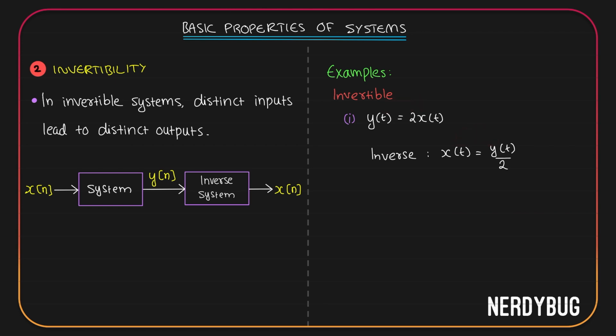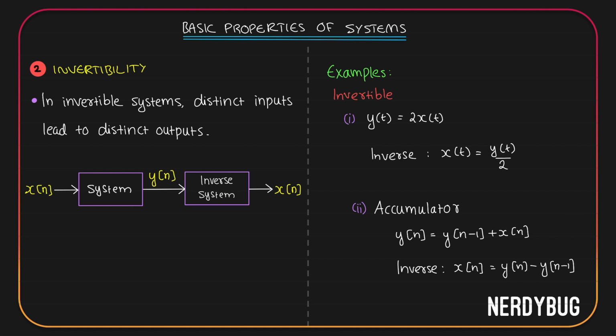Let's take another example. An accumulator. We already know accumulator is defined by the difference equation y of n is equal to y of n minus 1 plus x of n. That is previous output plus the current input. Easily we can write the equation by which its inverse can be defined. Inverse will be x of n is equal to y of n minus y of n minus 1. What you have to do is take current output, subtract the previous output, so you will get the current input.